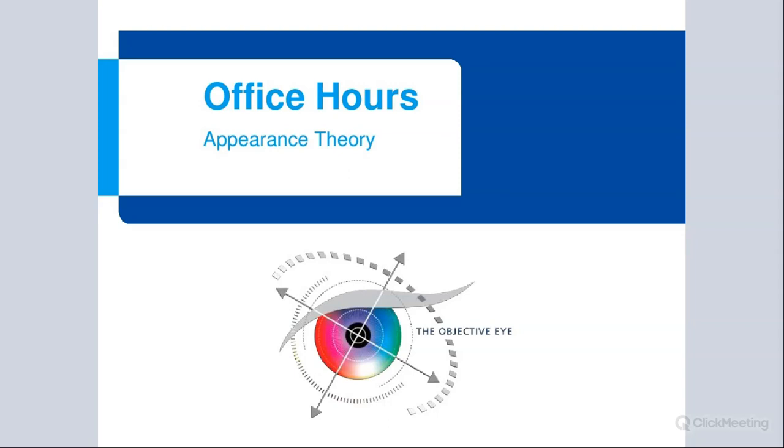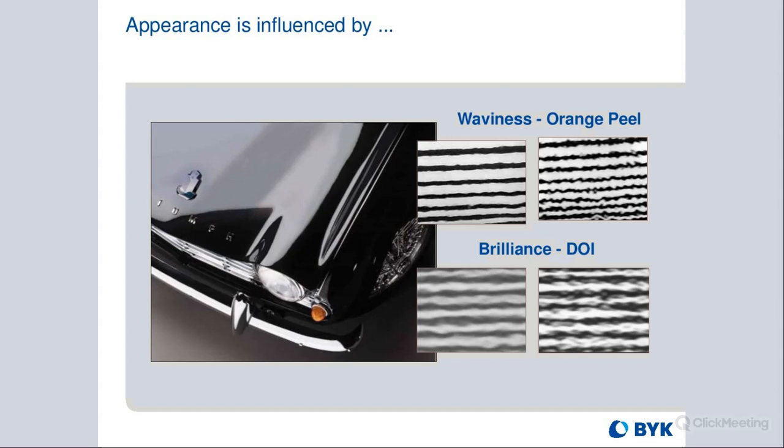So good afternoon, everyone. Today we're going to talk about appearance theory. And when we talk about appearance theory, there's two main points that we always talk about: waviness and brilliance. Waviness can be called orange peel or texture. Brilliance or DOI is usually the finer structures in the coating that give you that fuzzy appearance. Both of these really influence what your appearance is going to look like.